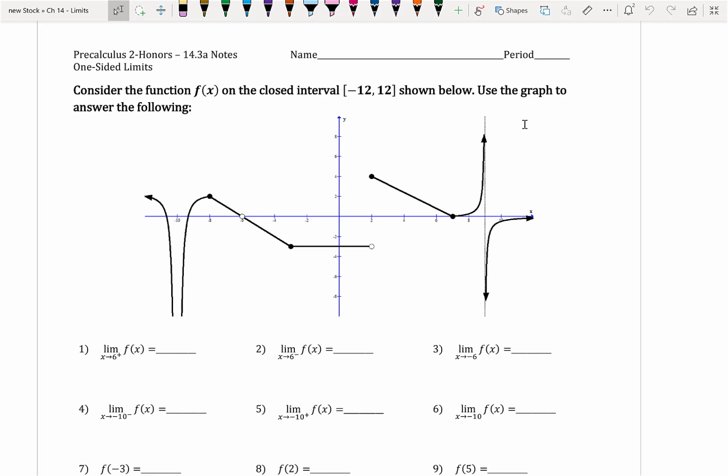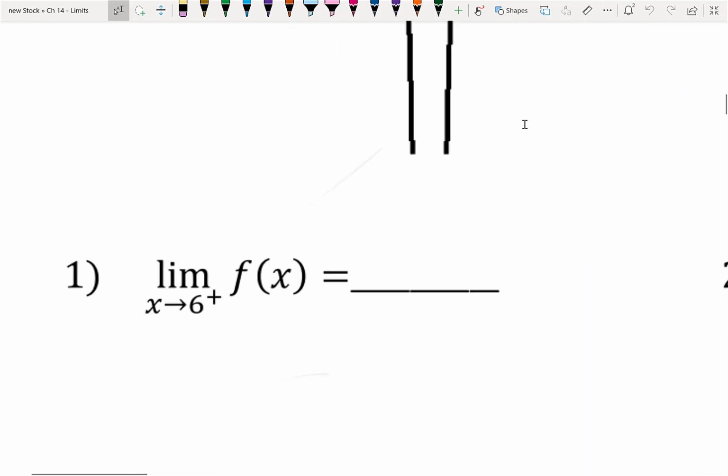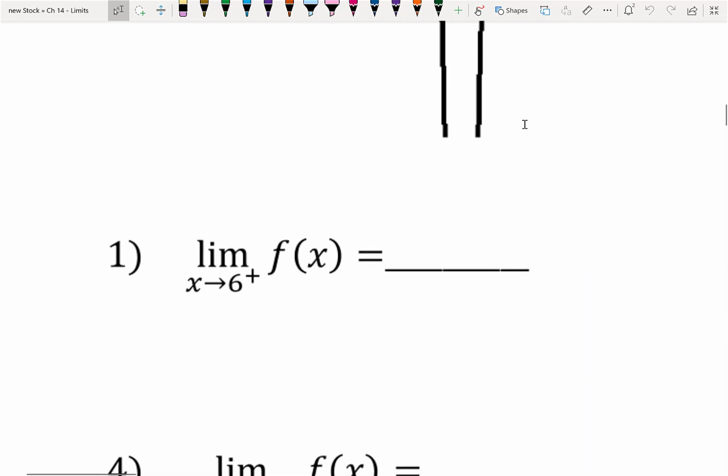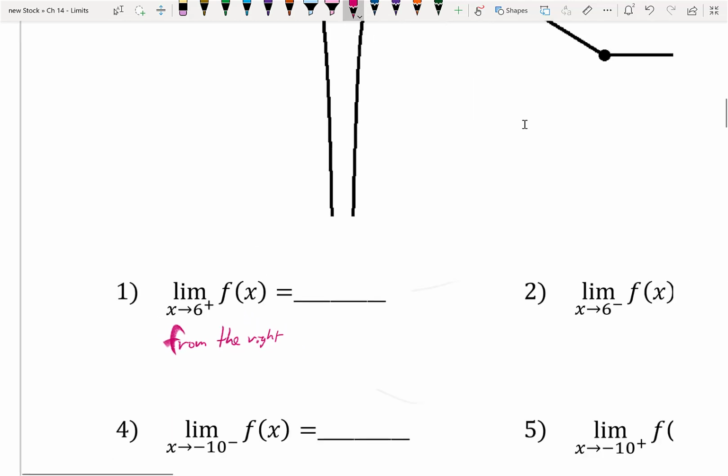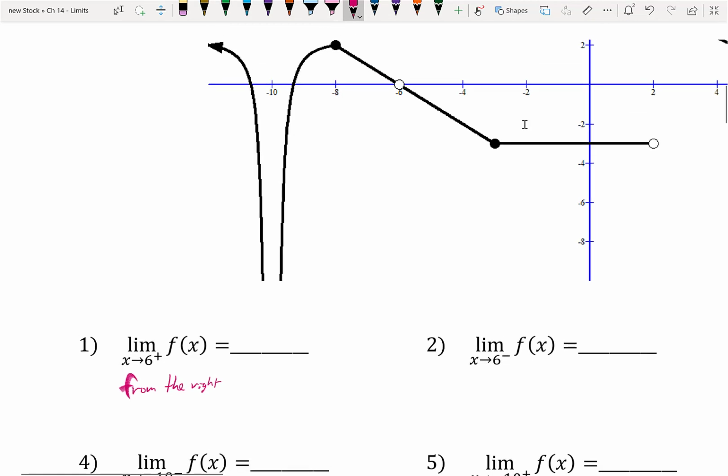In any case, as x approaches 6, we're going to start to introduce this idea of an exponent next to this. I showed this a couple of times, but this is a limit from a single side rather than a limit from both sides. So this is saying specifically, what is the limit as x approaches 6 from the right? So traveling from the right side, coming in from the right.